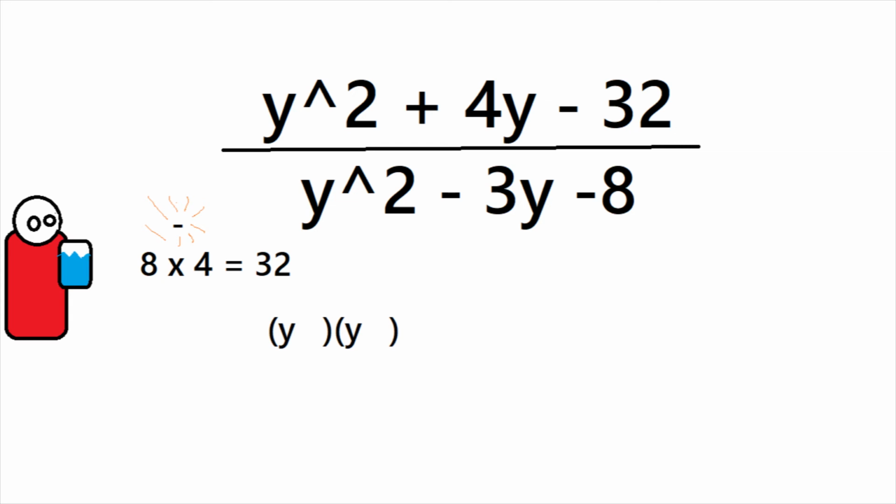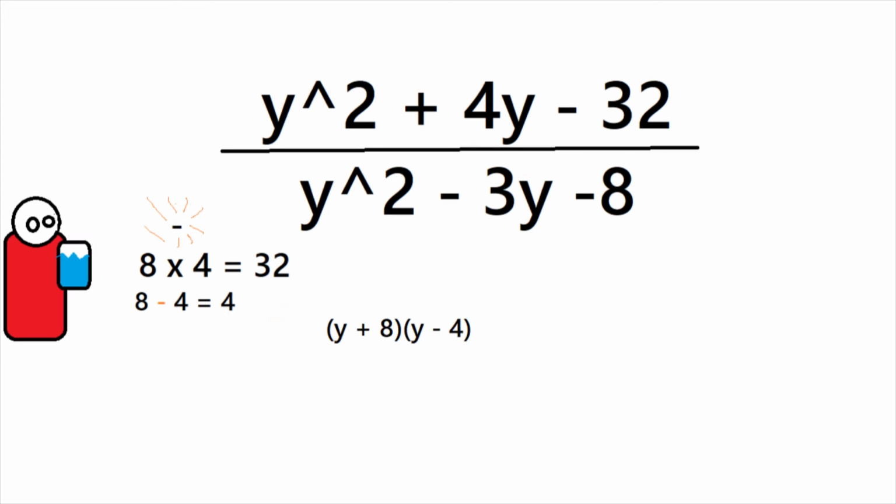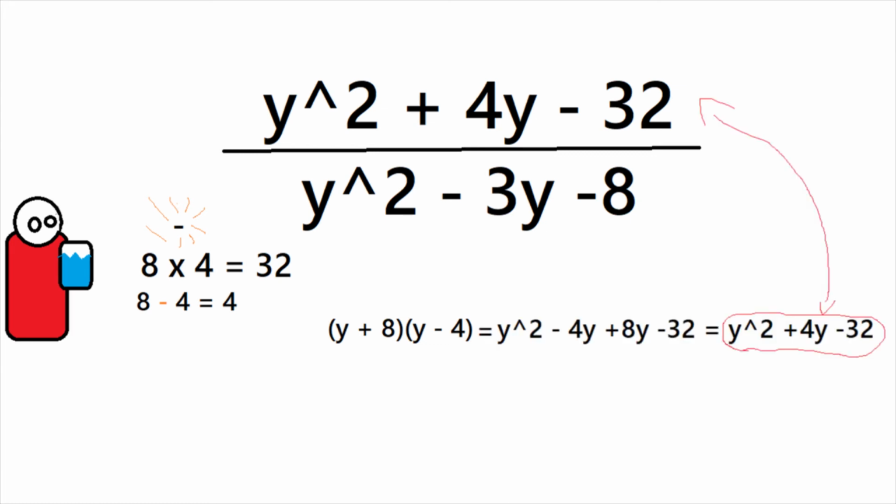And to figure it out, we're going to have to combine these two terms and see if it gets us the coefficient of 4y. And if we add a negative to 4, 8 minus 4 will get us 4. So it works. If we add a negative 4 to our two y's down there, and we use FOIL, we'll get the same expression.